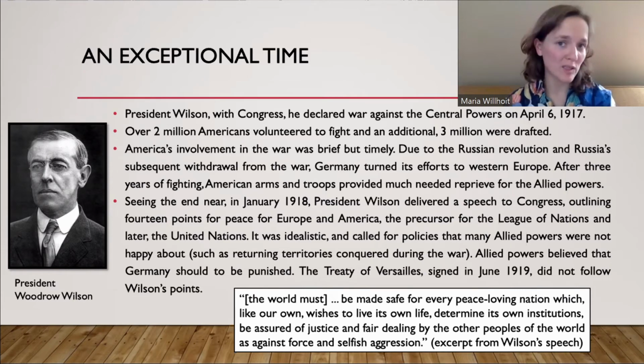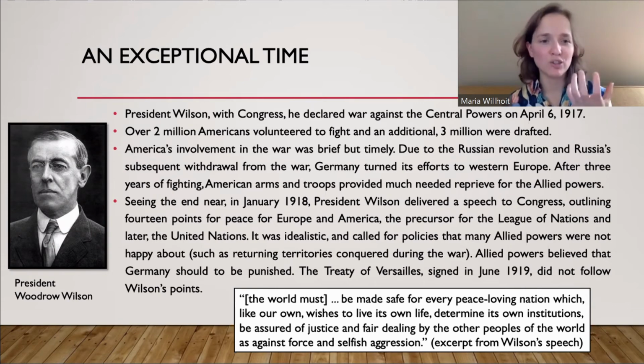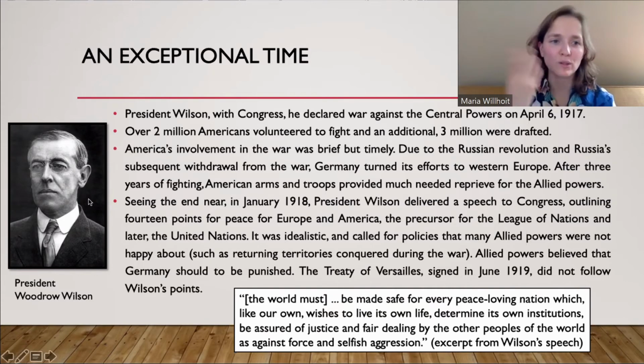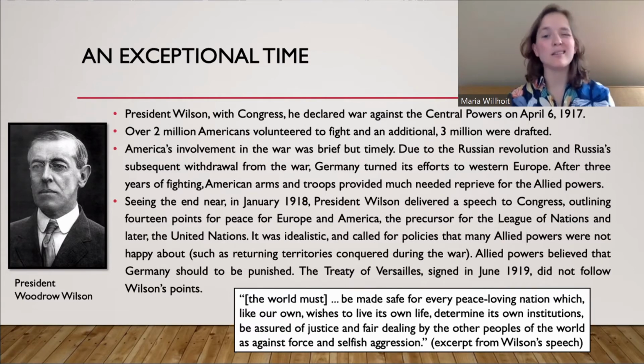So the Treaty of Versailles was signed in June 1919, but it did not follow Wilson's points. It had the League of Nations, but it was kind of an afterthought. It didn't have much meat to it. And just so you know, this is what President Woodrow Wilson looked like. And this is just a small excerpt from the speech I'll read. This is what he believed. And you can see how this was kind of idealistic.